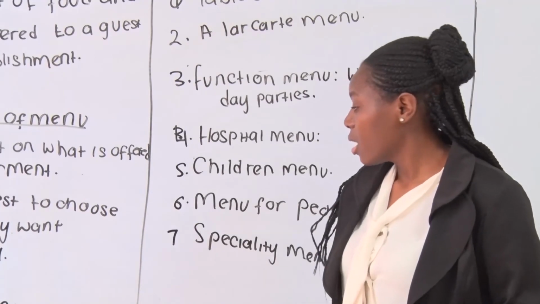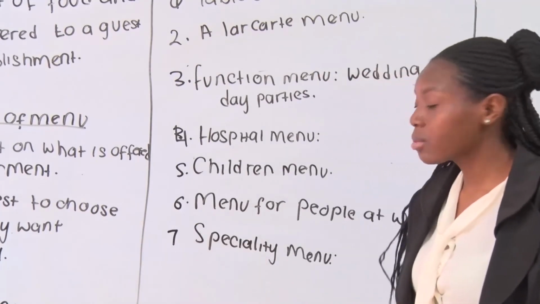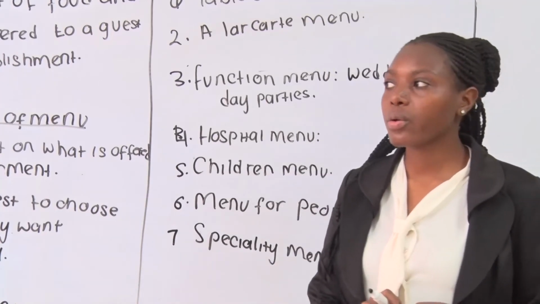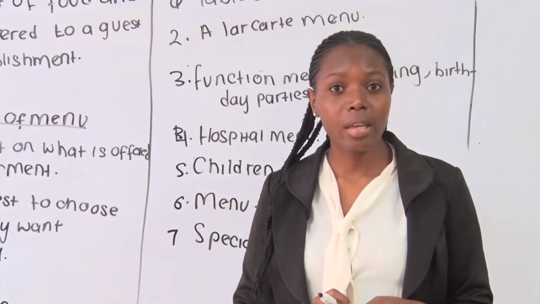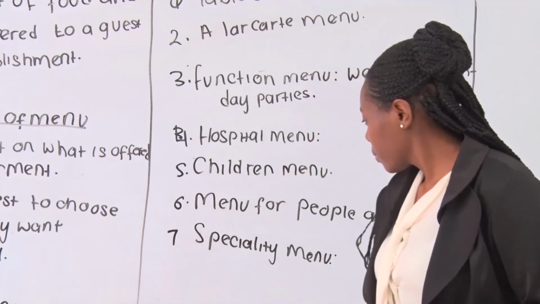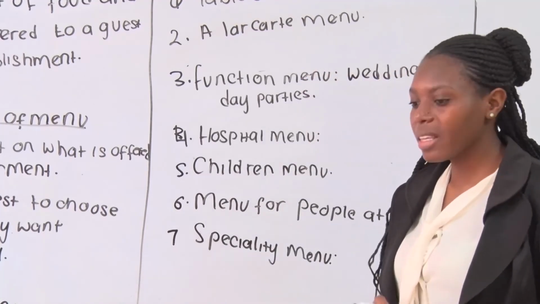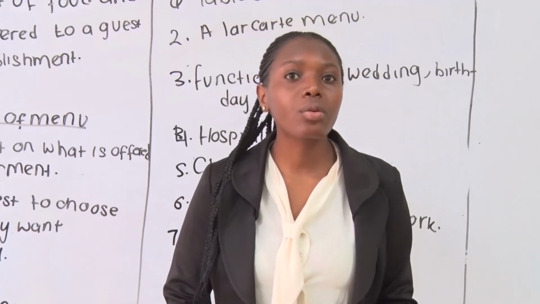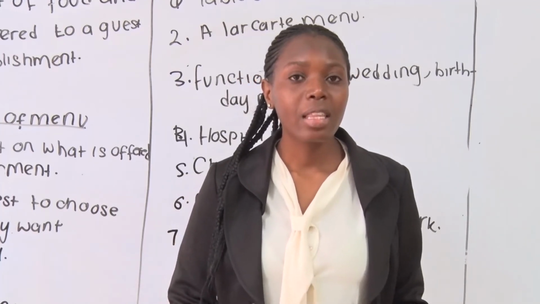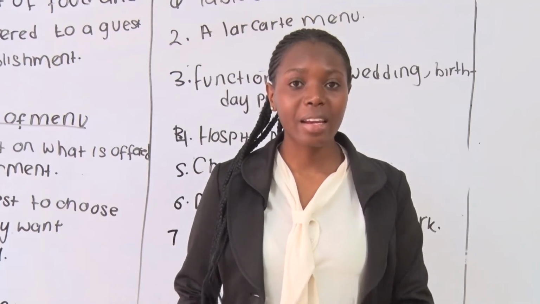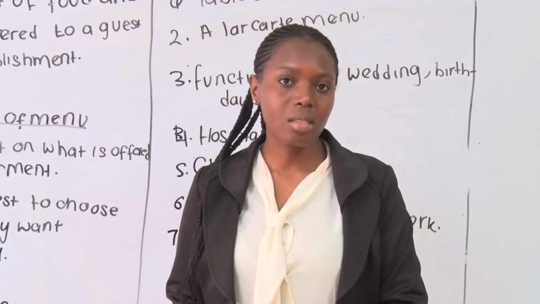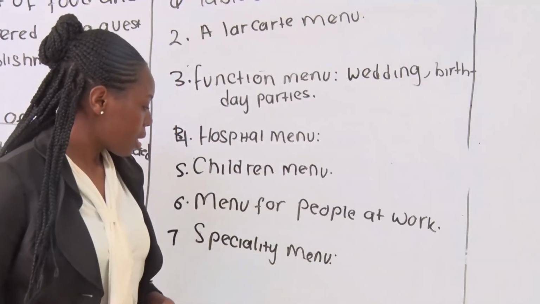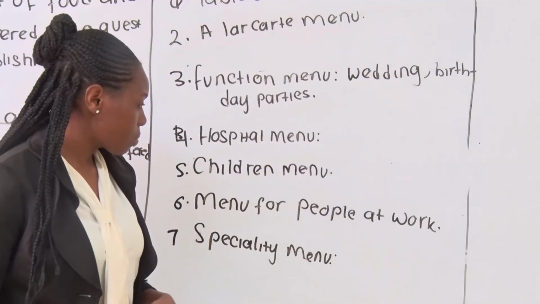Like in religion, you'll find that Muslims have their own menu. You cannot include pork in their menu. Then you'll find that there are those people that maybe have diabetes. You cannot include food that can lead to diabetes. You must consider their health status and also their religions.